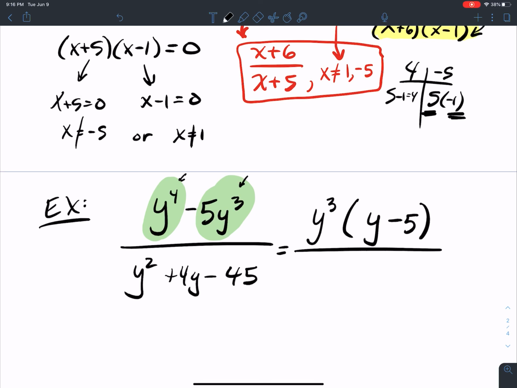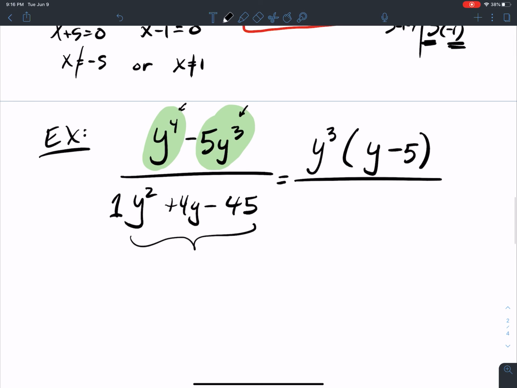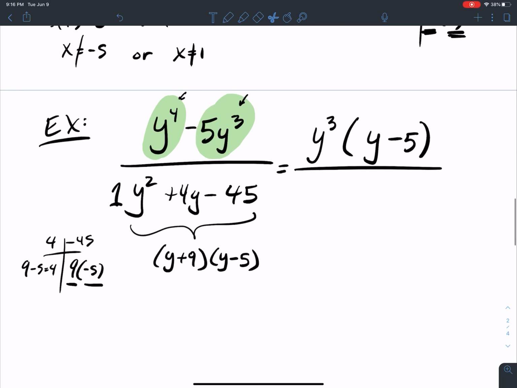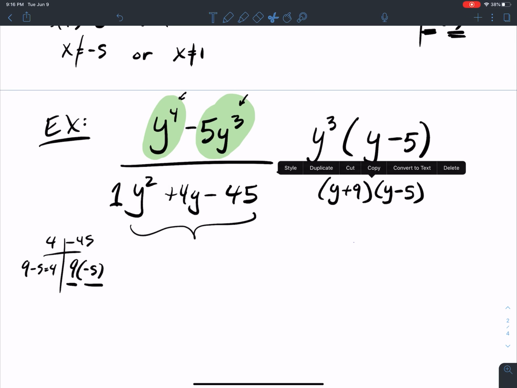Now in the denominator, this thing, AC method, a equal to 1, I can use my trick. Multiply to negative 45, add to 4. 9 times negative 5, 9 minus 5 gets me 4. So 9 gets me y plus 9, and negative 5 gets me y minus 5. So this is going to go right here.